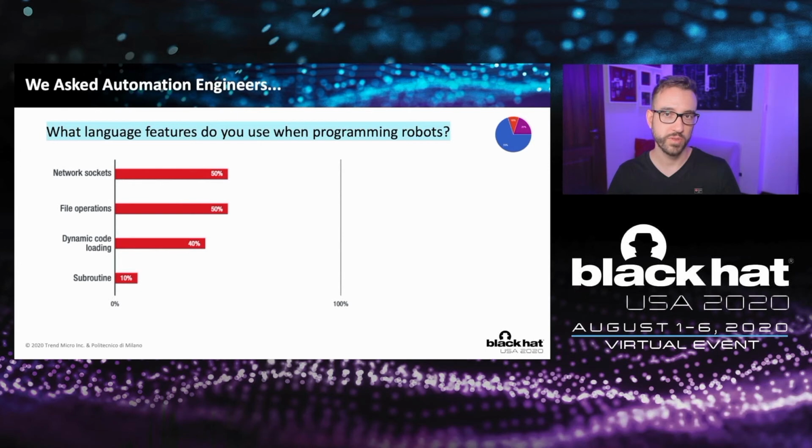We talked to about 20 experts, including developers, control process engineers, as well as some academics working in the field of robotics. And they all told us that in one way or another, when they develop code to automate a robot or an industrial machine, they need to use network features such as network sockets, they need to use file operations, they need to use dynamic code loading, and some of them told us that their software, the automation scripts that they come up with, are complex enough to need subroutines in order to structure them in an elegant and usable way.